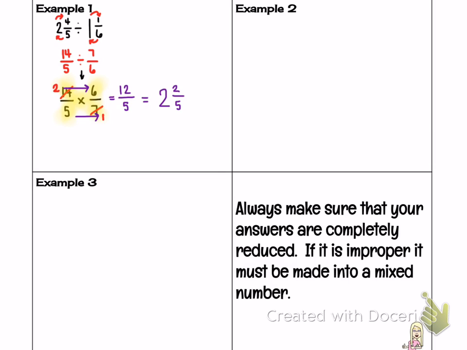If it gets to be a really big problem, remember you can treat it like long division. 12, top in, bottom out. 5 goes into 12 two times. That's 10. Subtract, you get 2. It goes in 2 whole times. That's my whole number, with 2 left over. That's my numerator out of 5. So 2 and 2/5, and 2/5 is completely simplified, so I know that I am done.